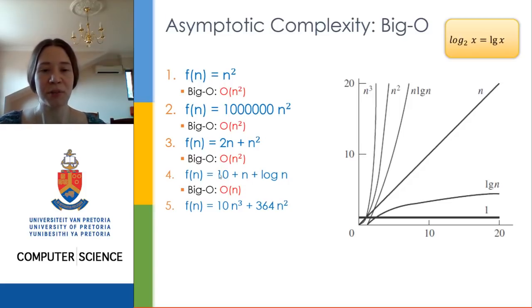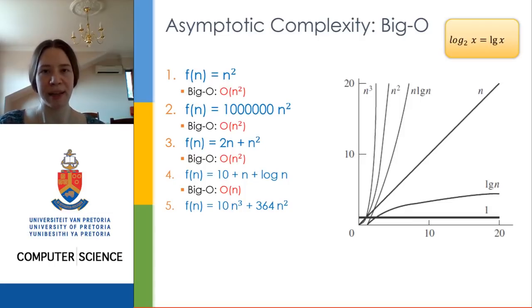Great, so because out of the three terms n contributes the most, we will say that the complexity of this function is just O of n. And then final example number 5, we have 10 times n cubed plus 364 times n squared. Again, look at the graph, n cubed is steeper than n squared, therefore that is the heavier term. It would dominate n squared, thus you can throw away n squared, the term doesn't matter. For 10 times n cubed, you can throw away the constant.